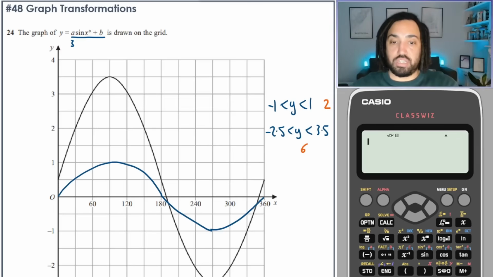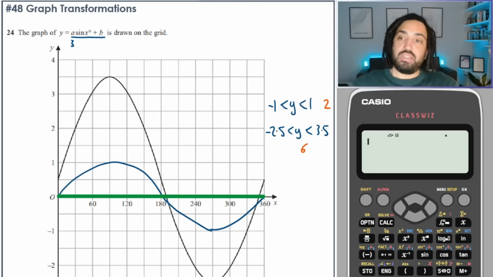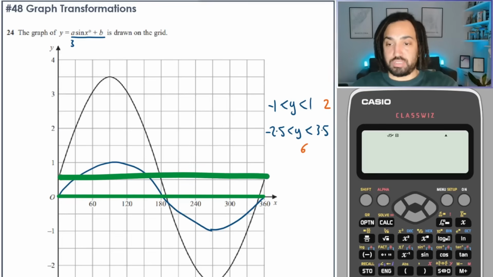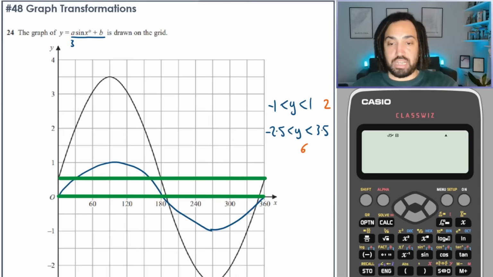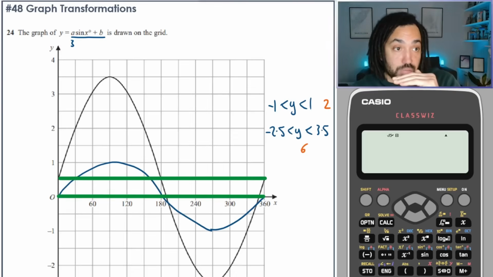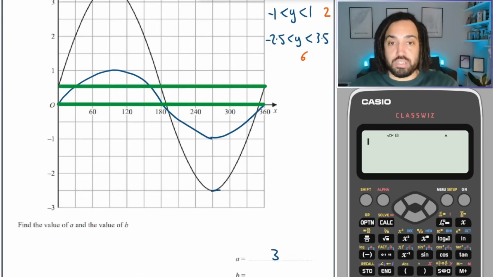So the center line of this original sine graph is along the x-axis, and the center line of the new sine graph is at 0.5. So you can see it's been shifted up by 0.5. So B term is 0.5.